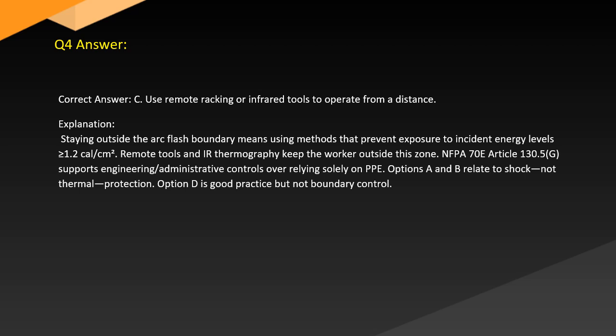NFPA 70E Article 130.5(G) supports engineering and administrative controls over relying solely on PPE. Options A and B relate to shock, not thermal protection. Option D is good practice but not boundary control.